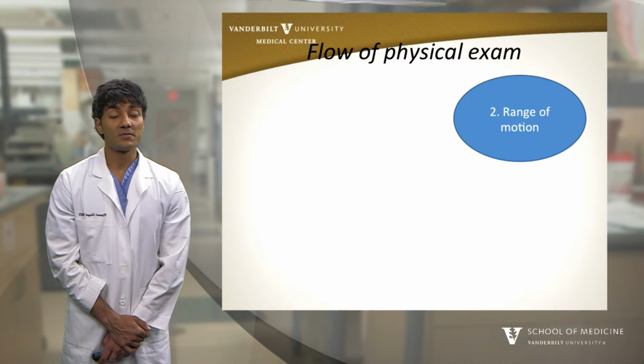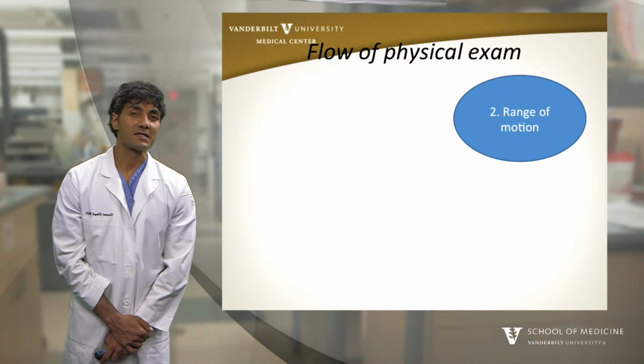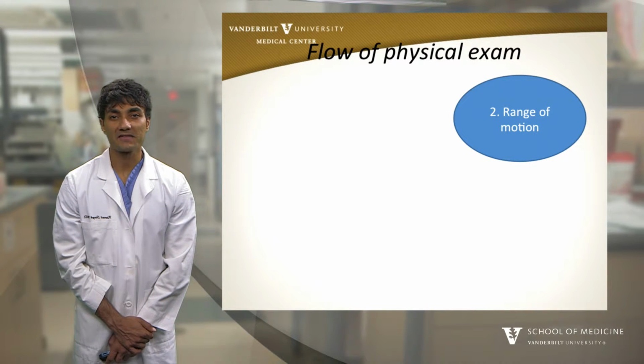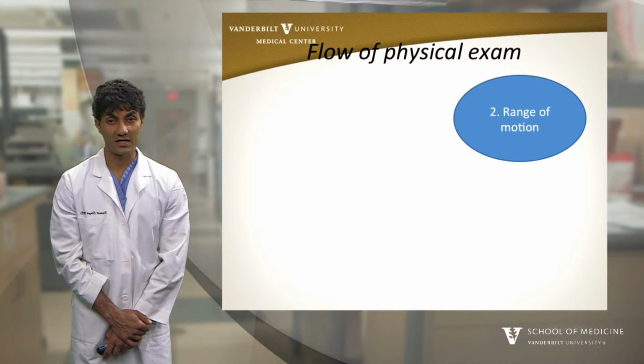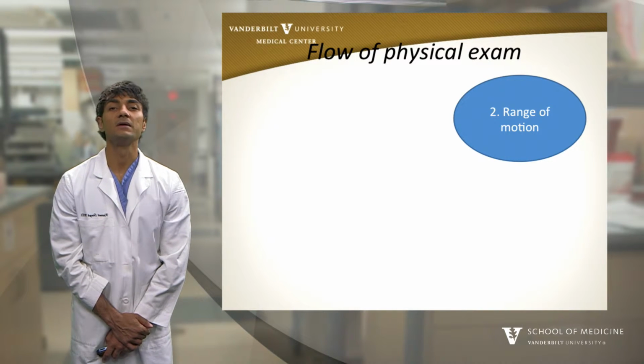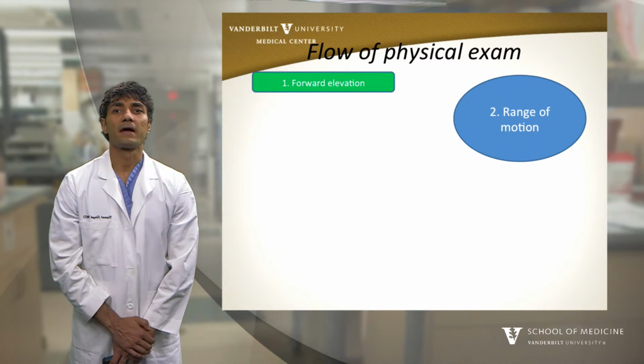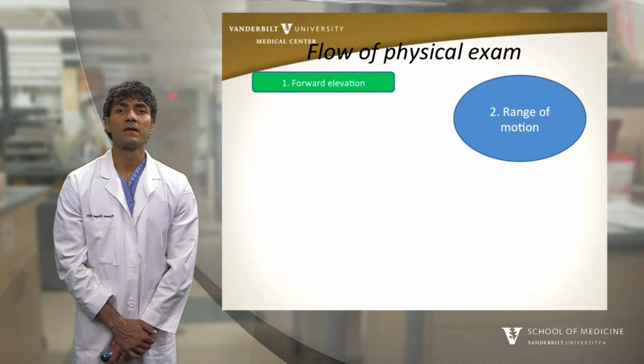After the inspection, you move to range of motion. Range of motion testing should be done both actively and passively. You can have them start by doing active motion, and then you yourself will perform the passive range of motion. Start with forward elevation.